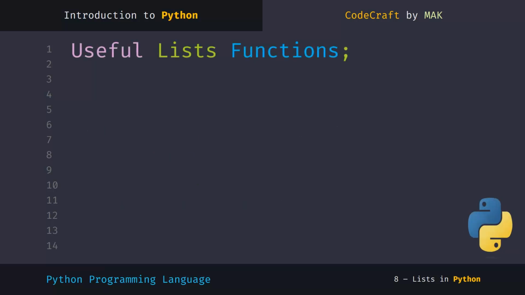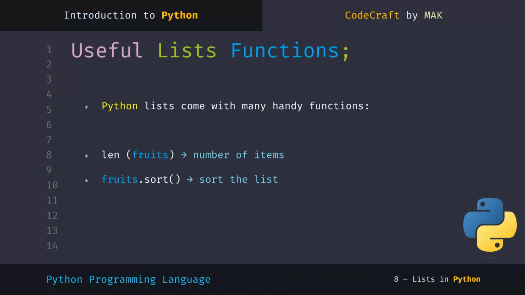Python lists come with many handy functions, some of which are len(fruits), that is the number of items in the fruits list. fruits.sort() will sort the list. fruits.reverse() will reverse the list. And fruits.clear() will empty the list.